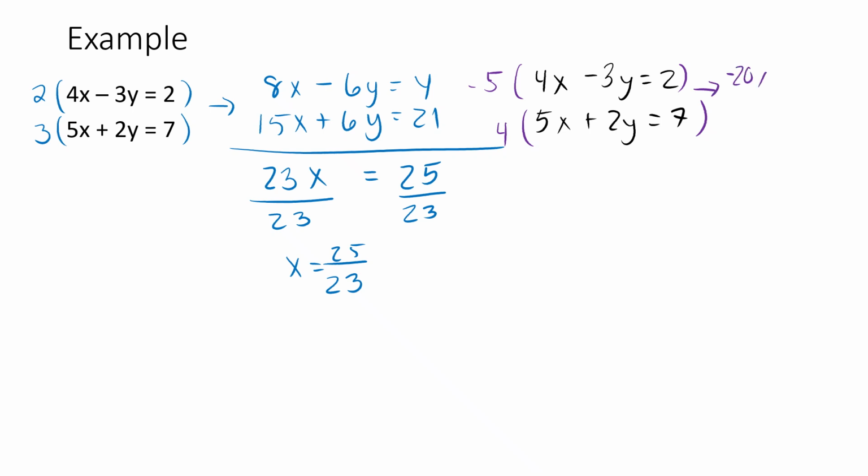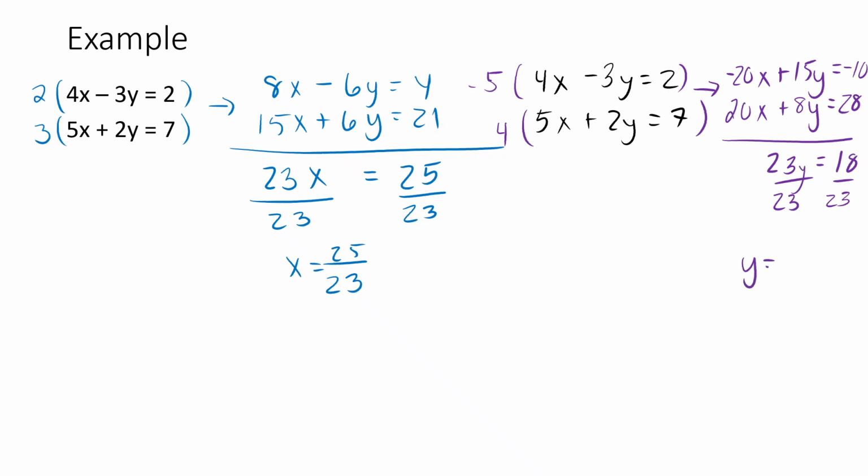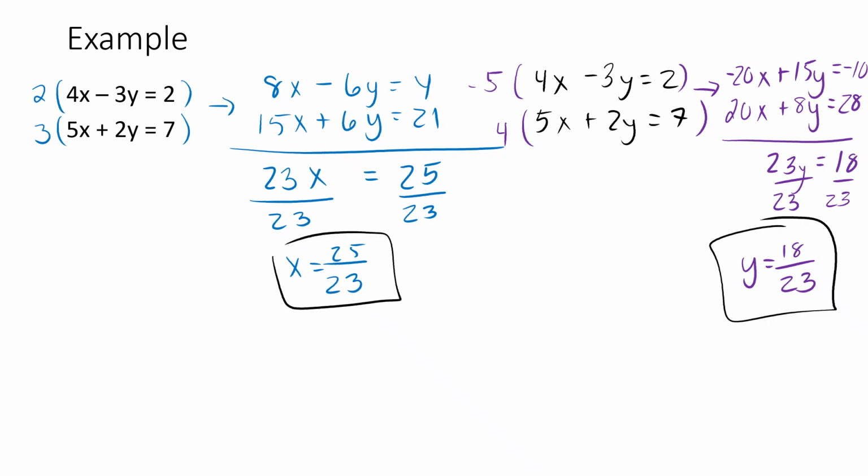So that'll give me negative 20x plus 15y equals negative 10, and 20x plus 8y is equal to 28. Adding going down, negative 20x plus 20x is 0, giving me 23y is equal to 18. And divide both sides by 23, and I get y is equal to 18 over 23. So some pretty nasty answers on that one. And I just wasn't interested in plugging in 25 over 23.